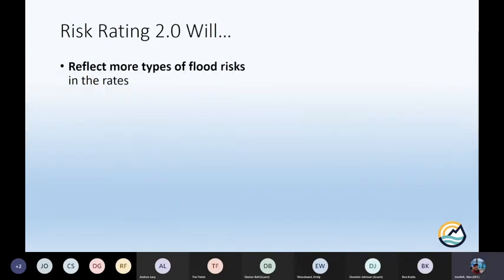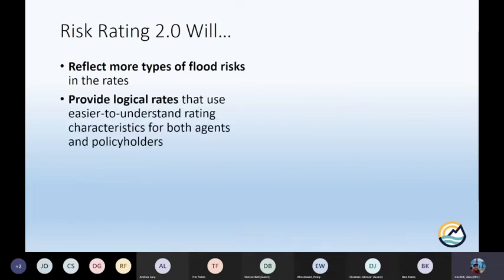So what is risk rating attempting to do? Well, they're trying to reflect more types of flood risk within the rates. Under the legacy method, pretty much all that the premiums are considering are 1% chance riverine flooding and 1% chance coastal flooding, and that was it. So this is going to look at more types of flood risk within the rating engines. It's trying to provide more logical rating variables and characteristics, which makes it easier for agents and for policyholders to understand what factors are benefiting them versus what factors are being held against them because they have higher risk.